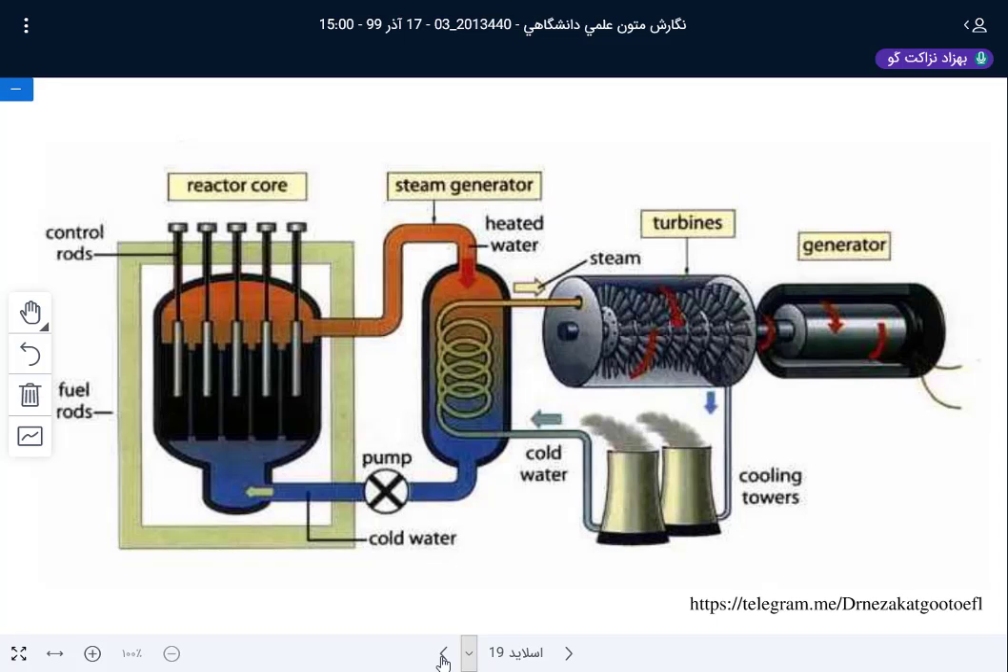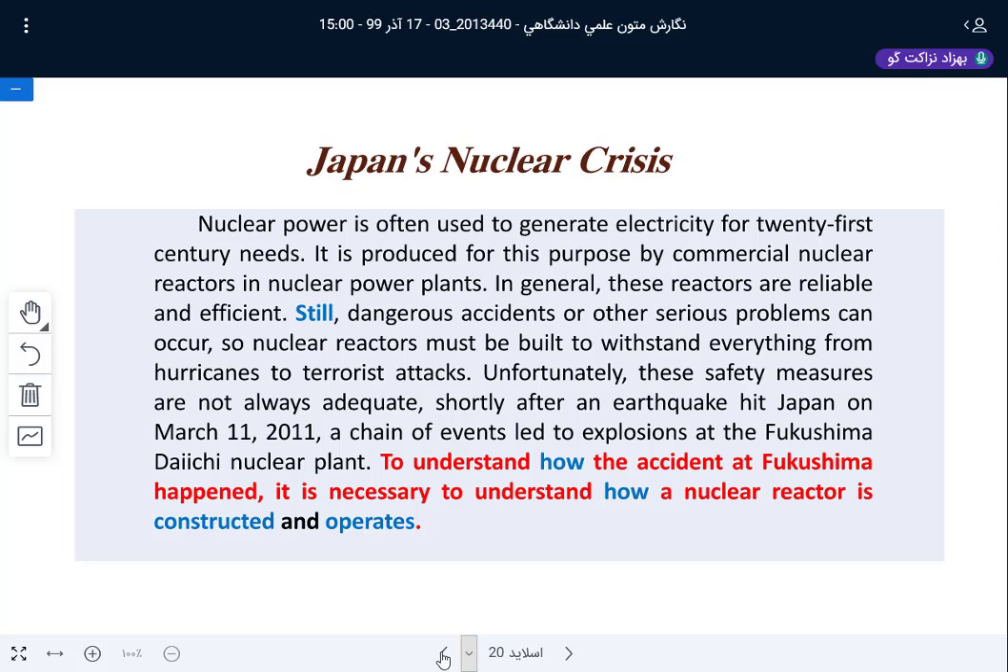Look at this graph. What does it show? A reactor core, steam generator, turbines, generator, cooling towers, cold water pump, fuel rods. So it shows that it is a plant. So let's see how it works. Japan's nuclear crisis.